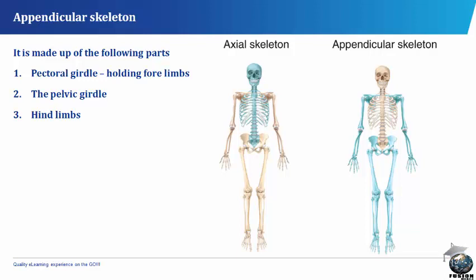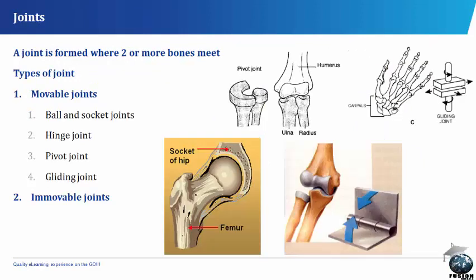The appendicular skeleton. The appendicular skeleton is made up of the following parts. 1. Pectoral girdle, that is holding 4 limbs. 2. The pelvic girdle, and 3. The hind limbs. The pectoral girdles are made up of 2 flat triangular bones, that is scapula and clavicles. The pelvic girdle is made up of 2 identical bones and are joined together at the pubic symphysis. They are ilium, pubis, and ischium.